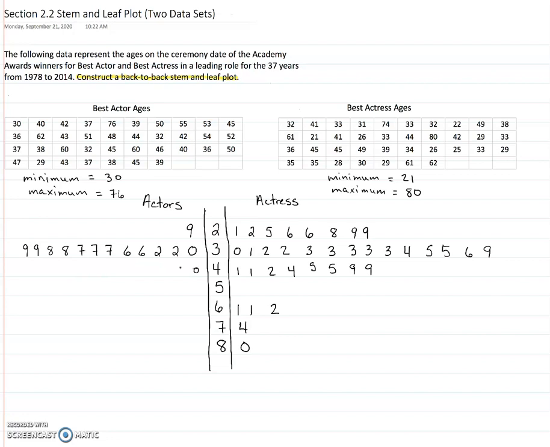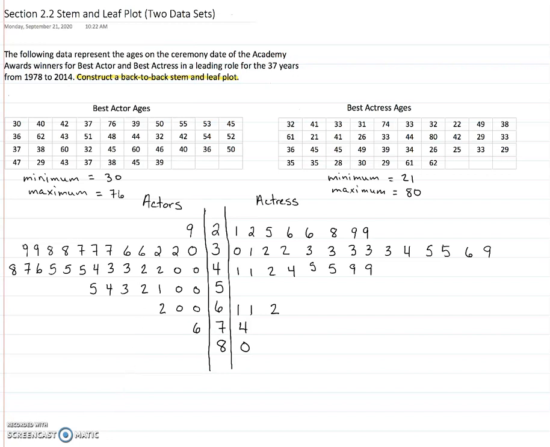For the 40s, we had 0, 0, 2, 2, 3, 3, 4, 5, 3 5s total, a 6, 1 7, and 1 8. For the 50s, we have 0, 0, 1, 2, 3, 4, 5. 60s, we have 0, 0, 2. And for the 70s, we had a 6.